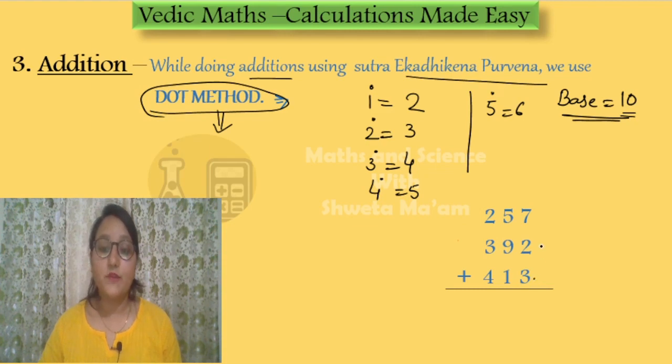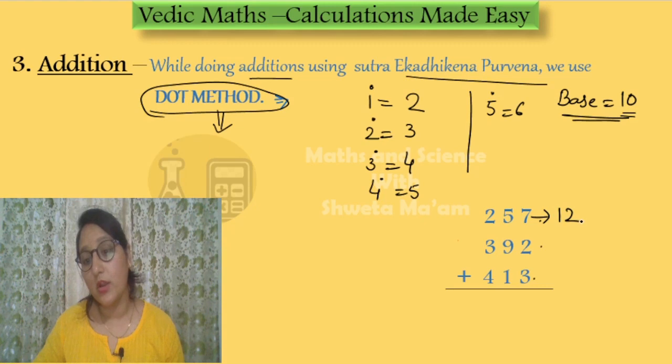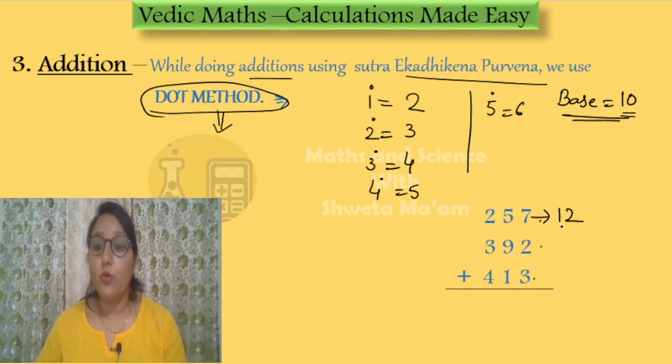So 3 plus 2 gives us 5, 5 and 7 gives us 12. Now see, here at this stage we got a 2-digit number on doing additions. Whenever we obtain a 2-digit number on doing the additions, we need to put the tens place digit as a dot to its neighboring number wherever we obtain the 2-digit number.